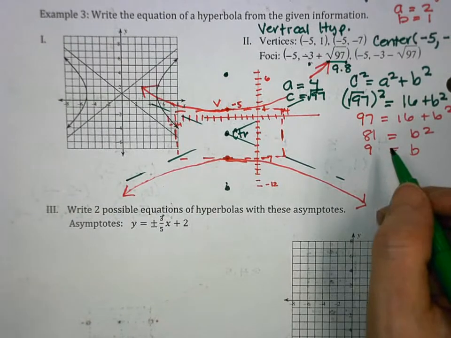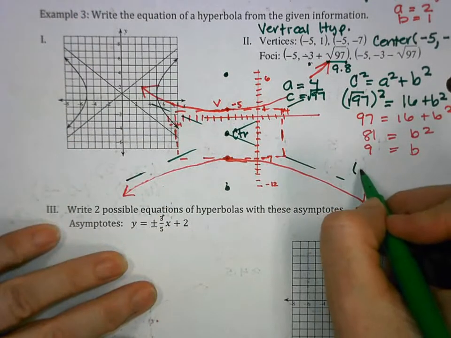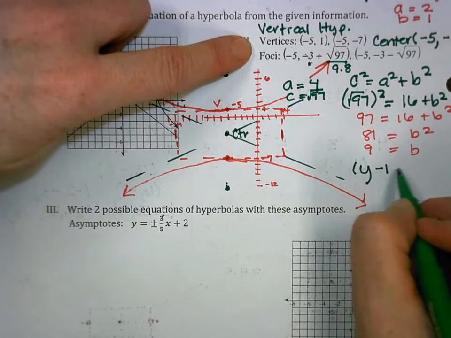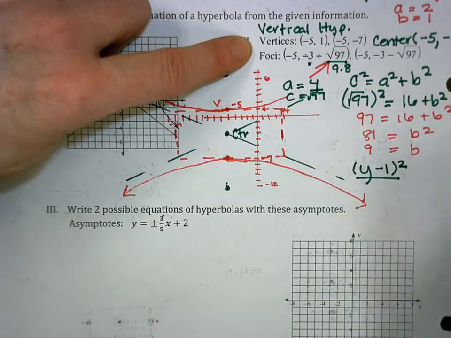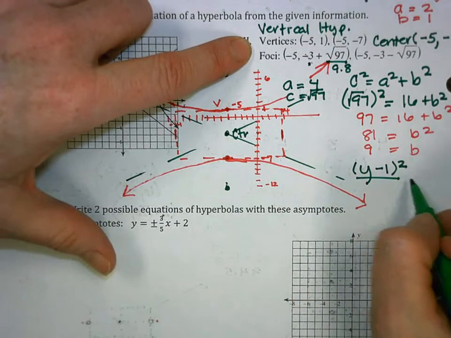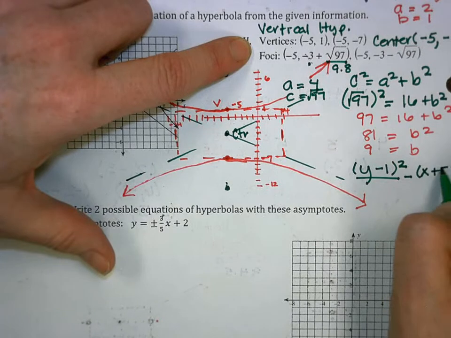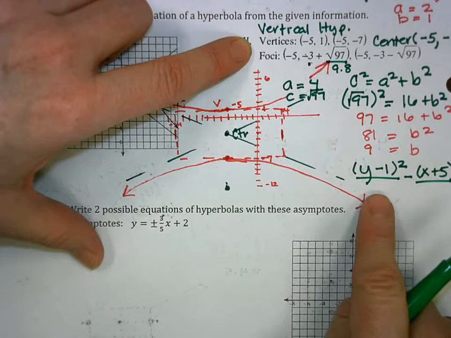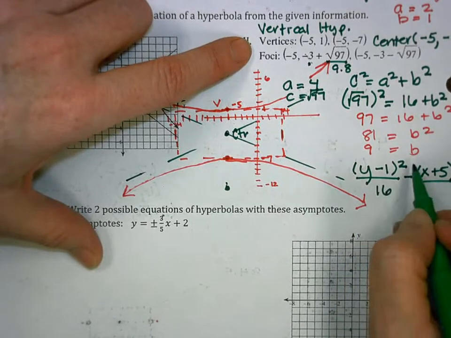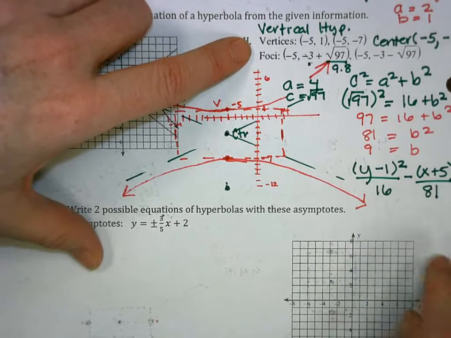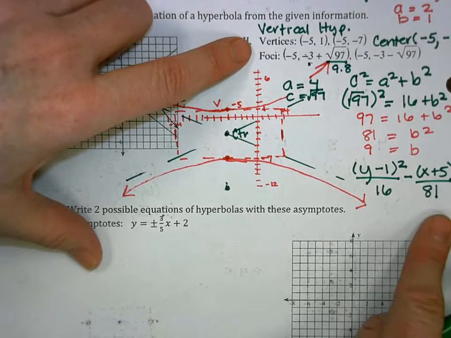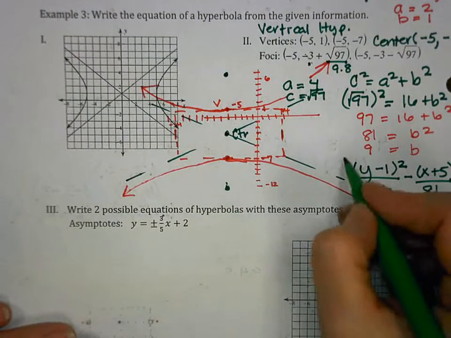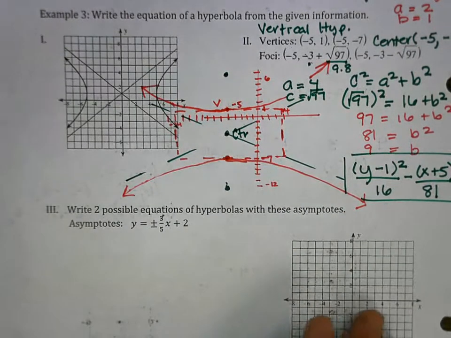We still haven't gotten there yet. So, the positive term is going to be the y term. So it's going to be y minus 1 squared over, so that's going to be the top, minus x plus 5 squared equals 1. Okay, let's determine our denominators. What is a squared? Well, that's 16. What is b squared? 81. Notice we have a b that's greater than a, but this is still a because it's under the positive term.